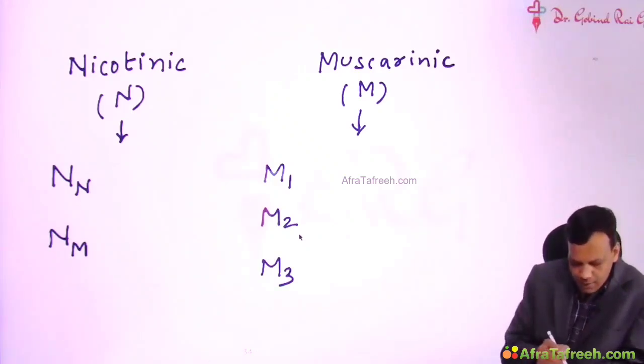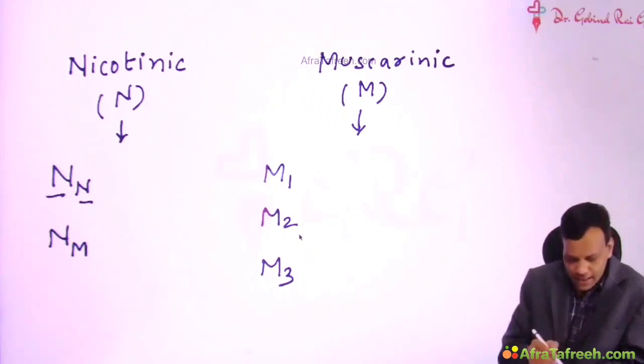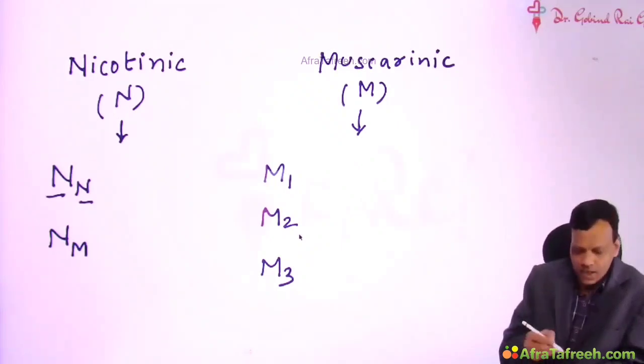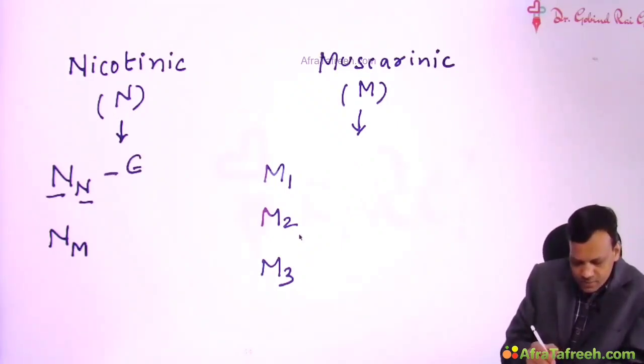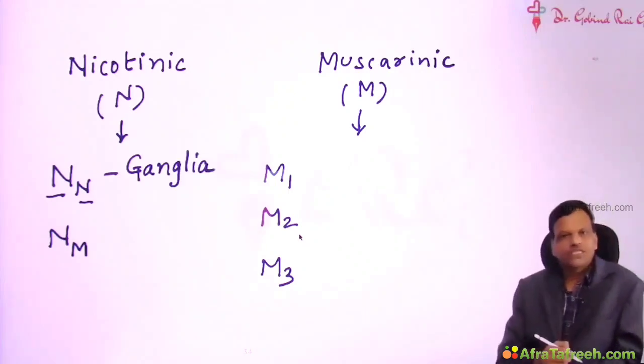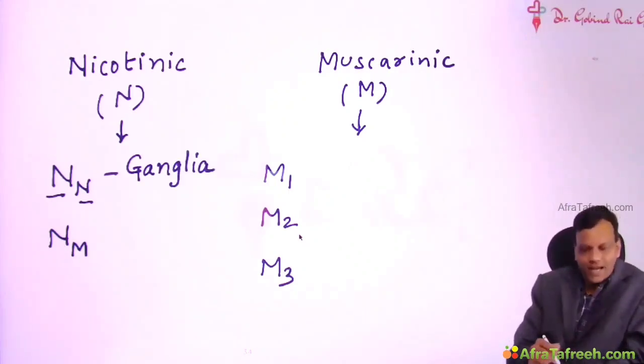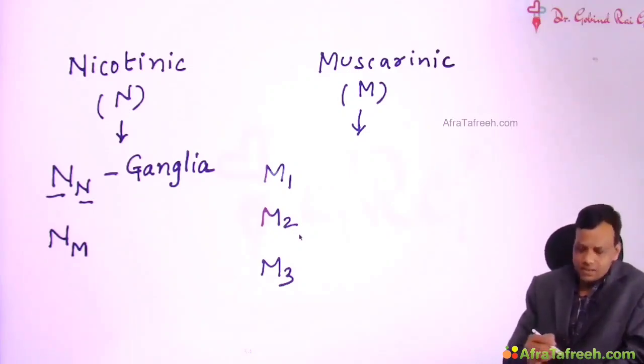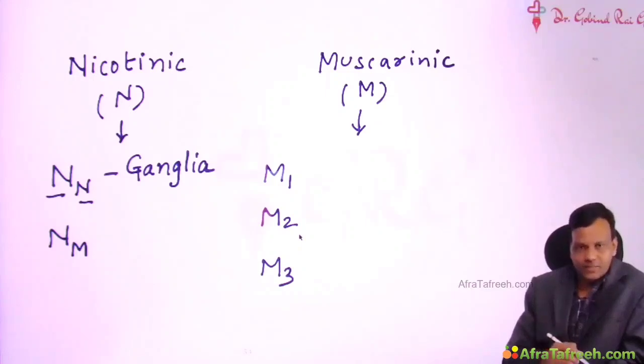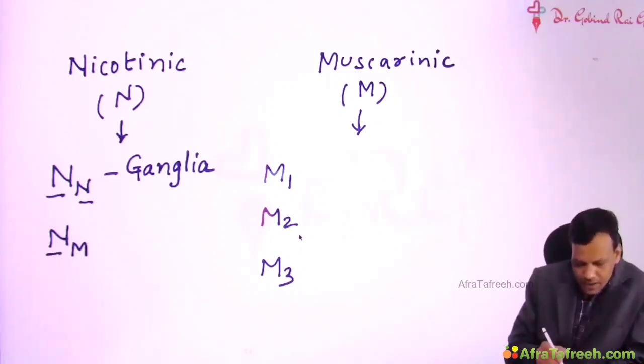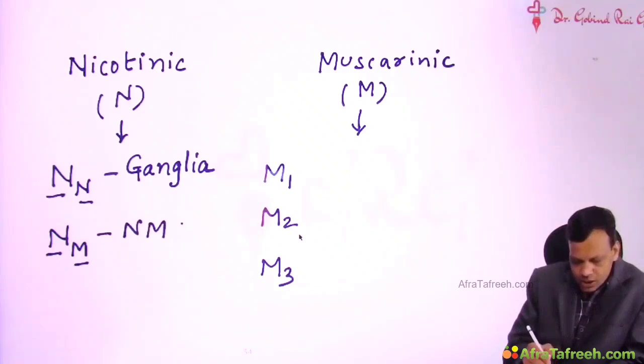Now you can easily remember NN is nerve and nerve. We discussed NN is present at the junction of 2 nerves, and the junction of 2 nerves we discussed is present in ganglia. On which ganglia are nicotinic NN receptors present? Sympathetic or parasympathetic? Yes, they are present in both the ganglia. All the ganglia contain NN receptors. Then NM is neuromuscular junction. So it is present at the neuromuscular junction.